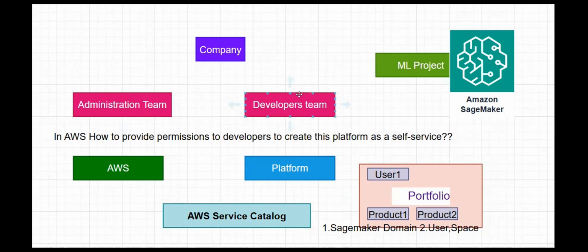Then, as a developer, since I need to develop an ML project, I logged into my account as a developer user. Then I checked what products I have to launch. I have these 2 products. I launched this SageMaker domain. After that, I took its ID and used it by launching this user, space and SageMaker user, so that this space as well as this user are created inside this SageMaker domain. Then I opened this SageMaker domain first, and inside that I opened this user. After that I launched the SageMaker space.